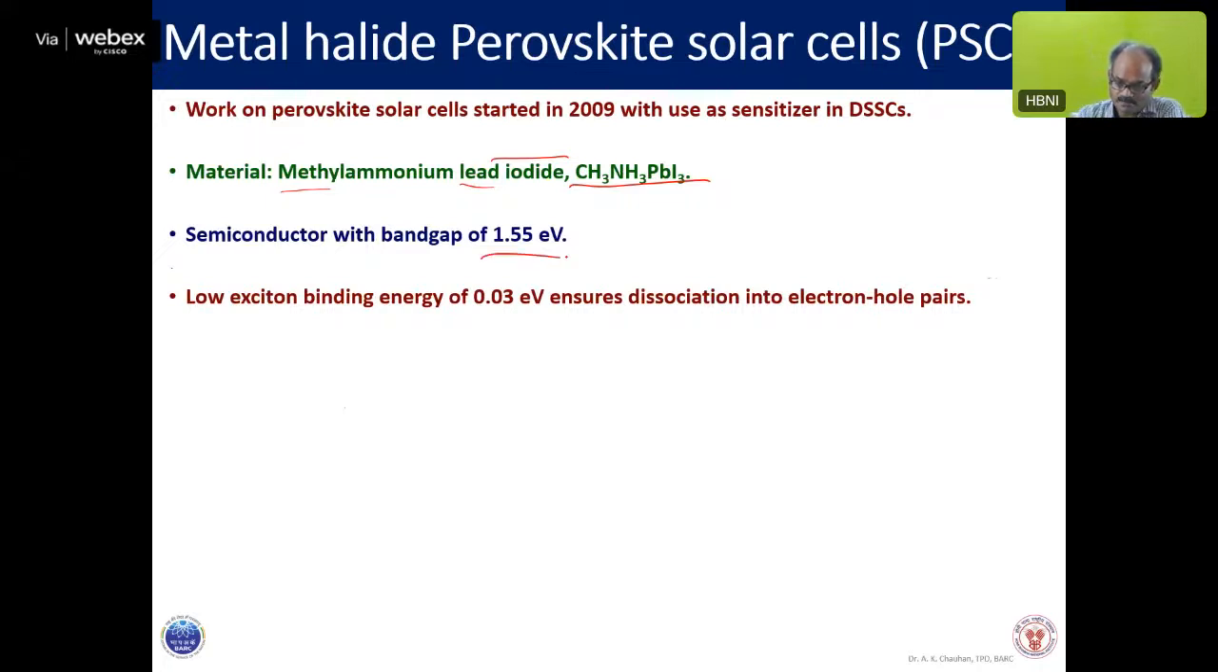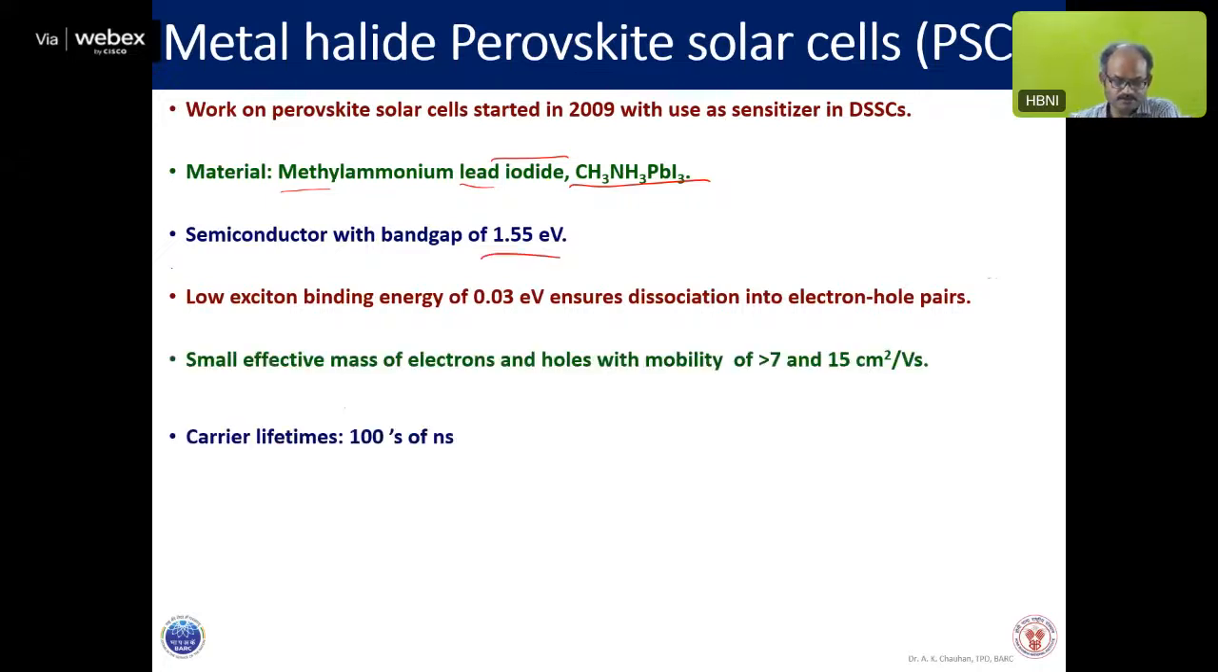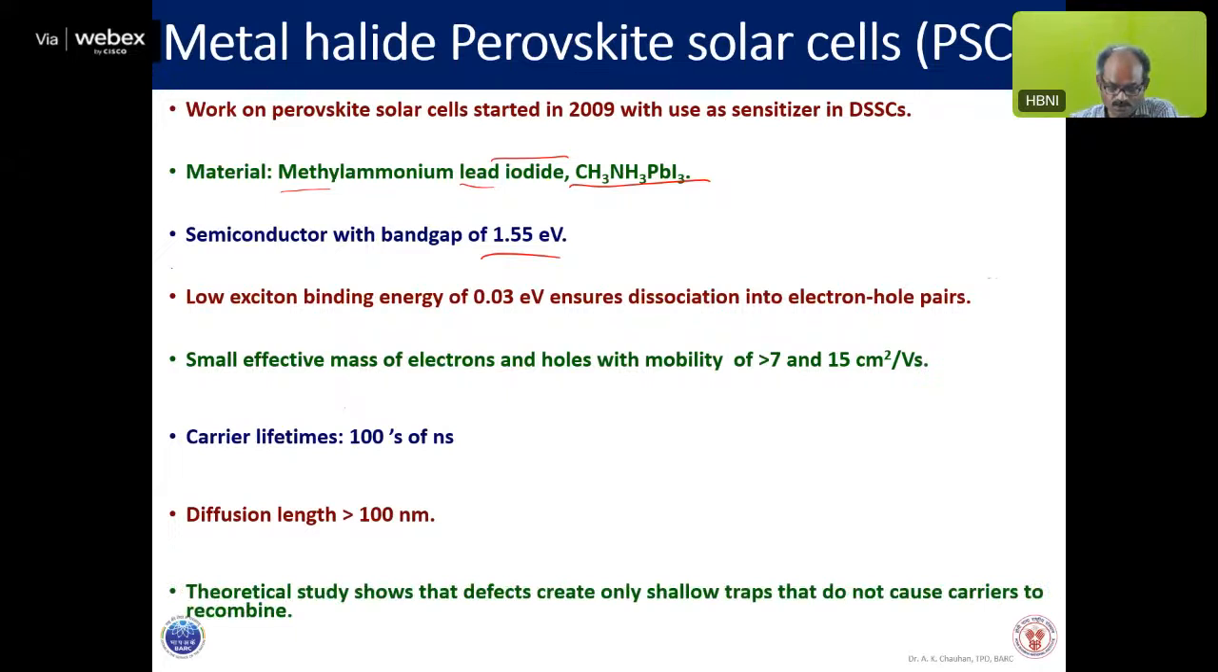It is a semiconductor having a band gap, with low exciton binding energy of 0.03 electron volt. It ensures dissociation into electron-hole pairs. Then a small effective mass of electrons and holes with mobility of more than 7 and 15 centimeters square per volt second, and carrier lifetime of 100s of nanoseconds. Diffusion length is more than 100 nanometer. Very good. Theoretical study shows that defects create only shallow traps that do not cause carriers to recombine.